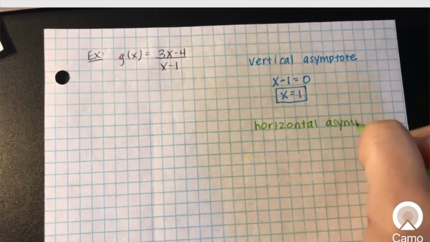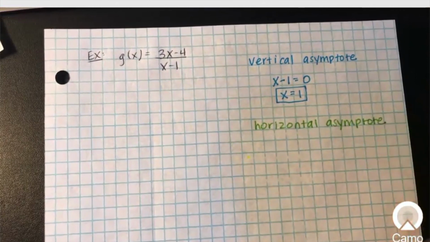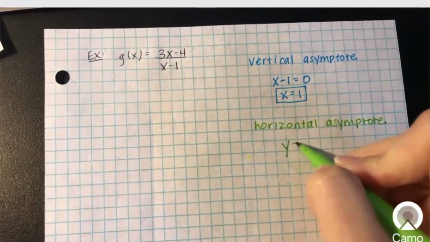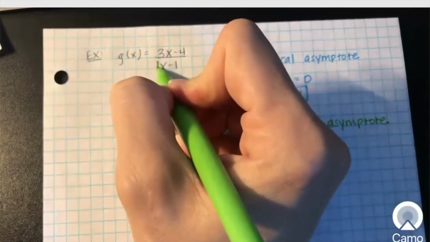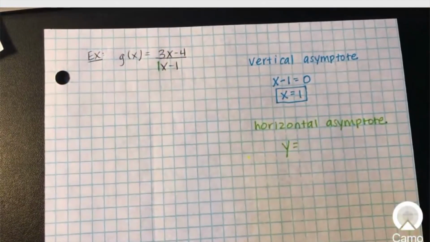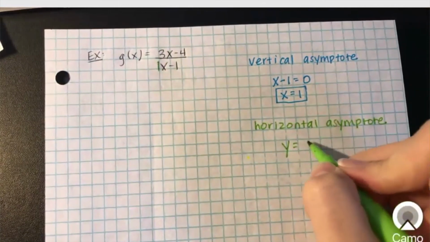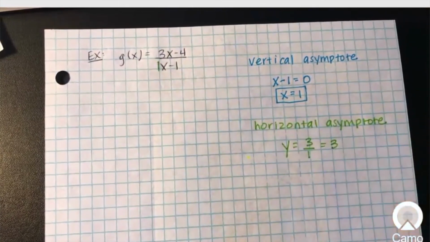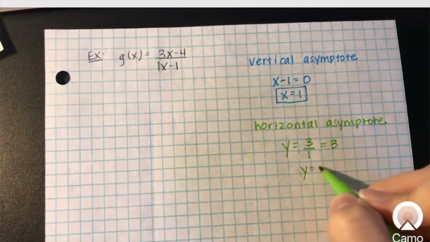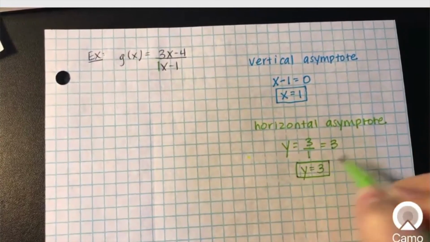And our horizontal asymptote is going to be y equals our two leading coefficients. So remember, we have this invisible 1 in front. So we have 3 over 1 equals 3. So y equals 3 will be our horizontal asymptote.